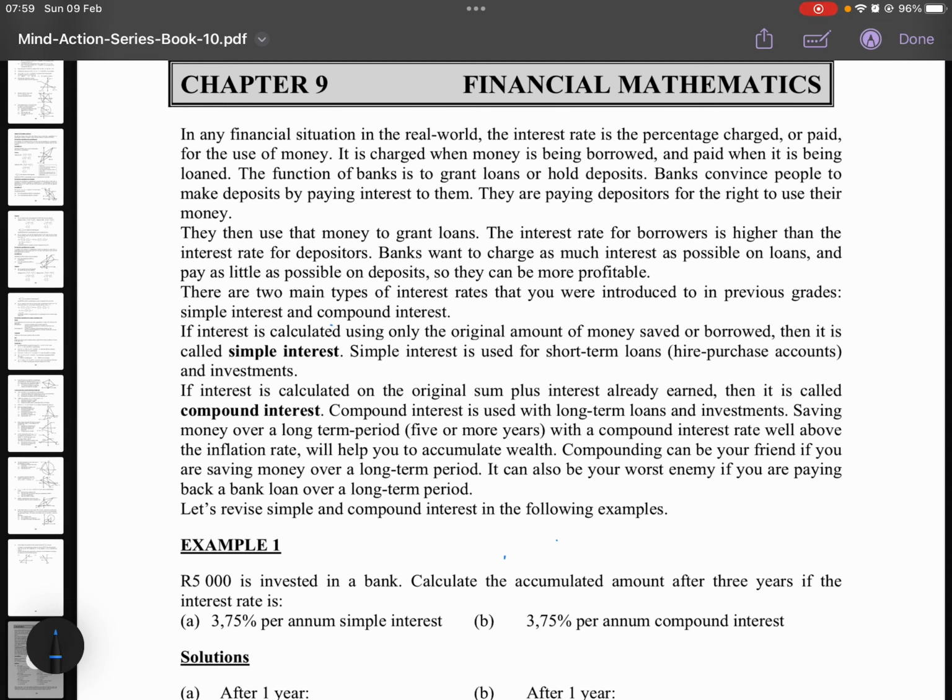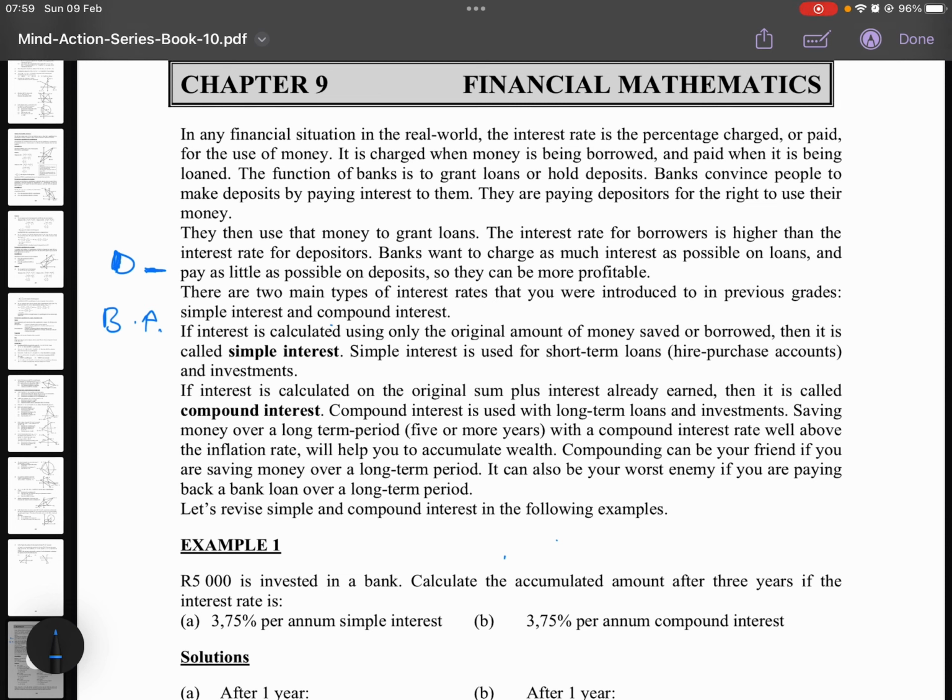The interest rate for borrowers is higher than the interest rate for depositors. You are a depositor, there is someone who is a borrower. So if you are a depositor and there is a borrower, I'm going to use D and B. The interest rate for the borrower is going to be higher than that of a depositor. It means they said thank you to the depositor by giving them a small portion. But the borrower, they're charging them a whole lot of money. But the source of money is the depositor here.